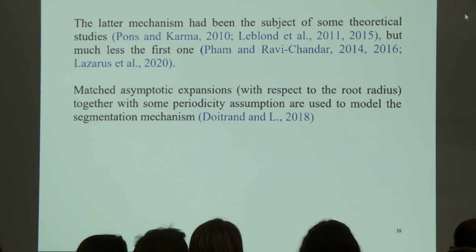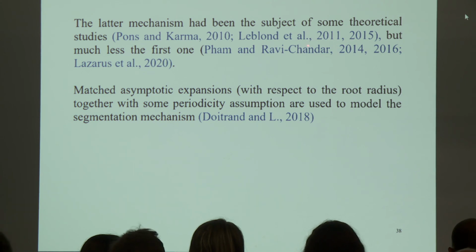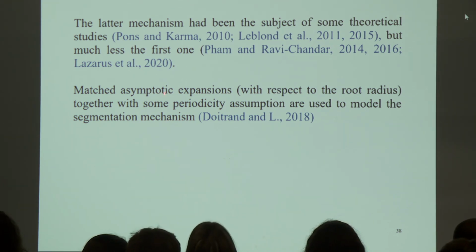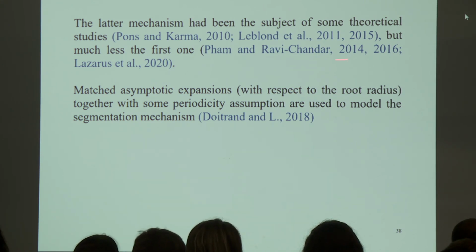I mean, the facets have been created, they have coalesced, and they are growing. But little has been done on the initiation phase, except the work of Ravi Chandar and Pham, but it's mainly experimental work. And I can mention also the work by Lazarus and co-workers on this first stage. With Aurélien, we have used matched asymptotic expansions, but with respect to the root radius of the notch, in order to match with the experiments of Ravi Chandar.